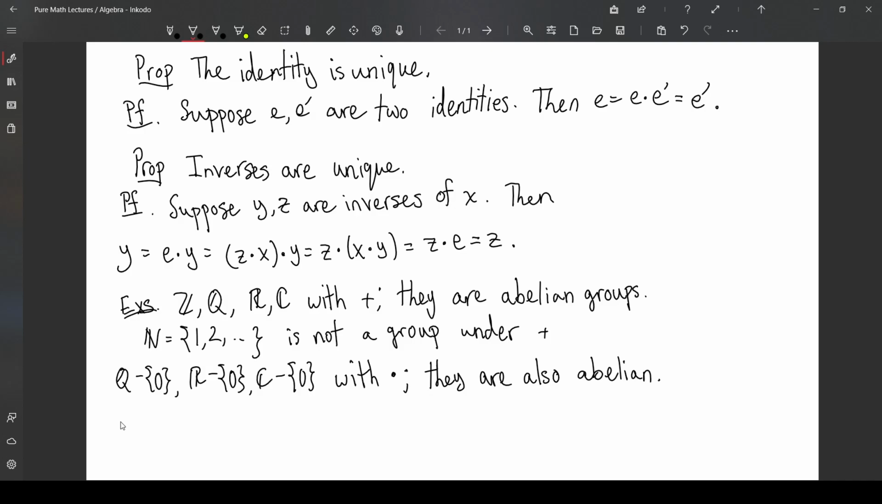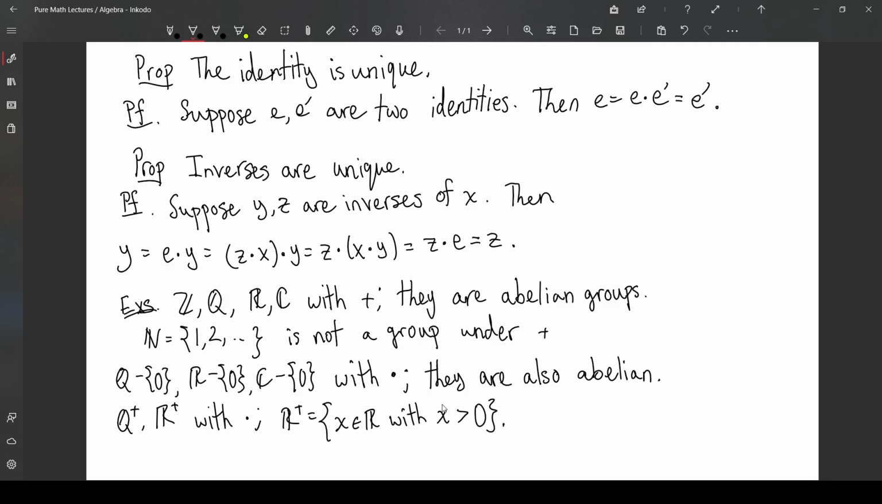Other examples are Q plus and R plus with multiplication. So here, Q plus and R plus is the set of x in R with x being greater than 0.